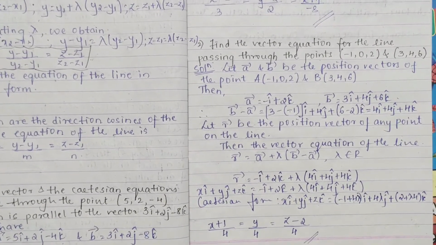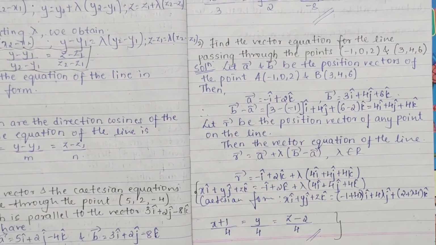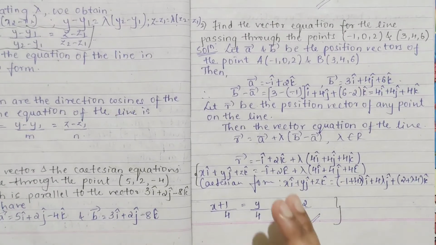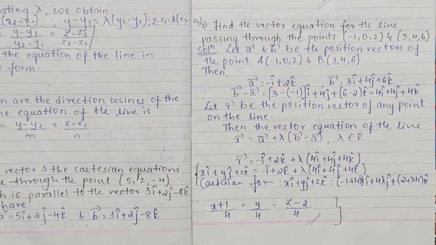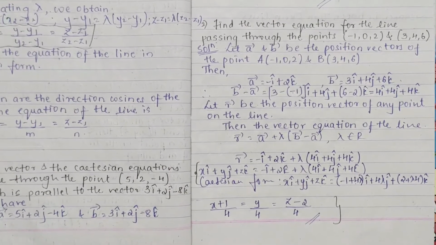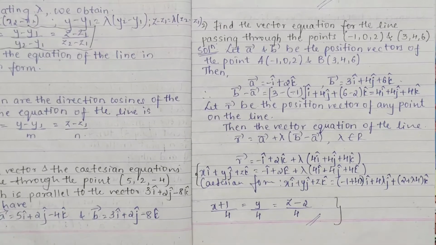This will be your Cartesian form. Since they have not asked, I have just shown you in this case also how you have to do it. By seeing this you have understood, it is very simple, just applying the formulas. I just showed you in this case. Next we'll proceed to shortest distance.